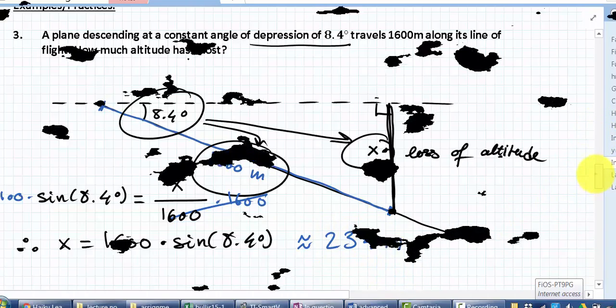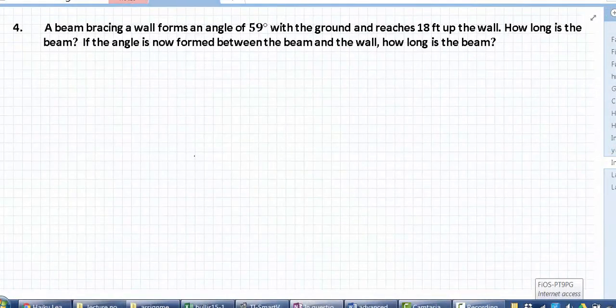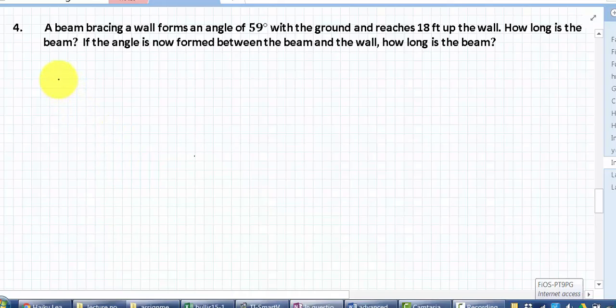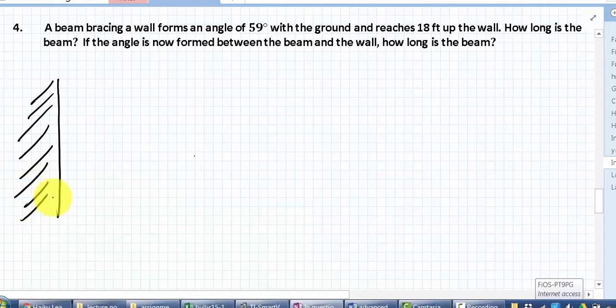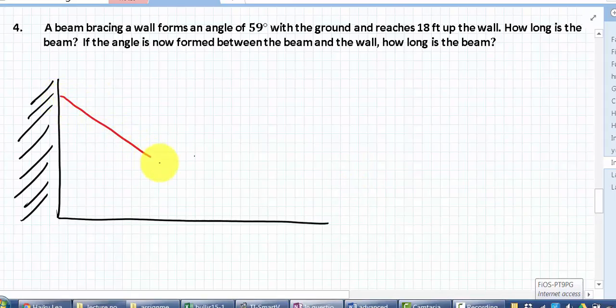Let's go over a second type of problems. A beam bracing a wall forms an angle of 59 degrees with the ground and reaches 18 feet up the wall. Okay, so what's going on here? You've got a wall right there. Okay, so you've got a wall right here. Let's put the ground here. Okay, that's the ground right there. And you have a beam bracing the wall, right? So I'm going to put the beam right here. It's bracing the wall. It's leaning against the wall.